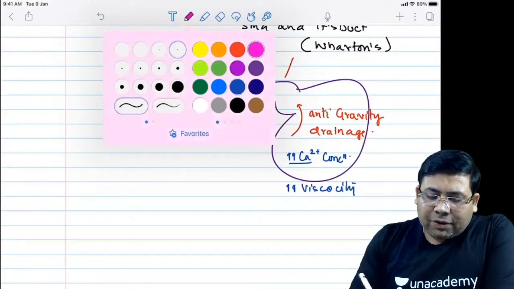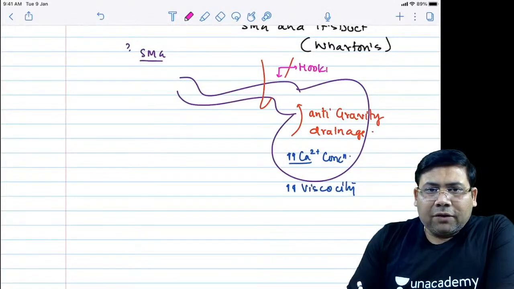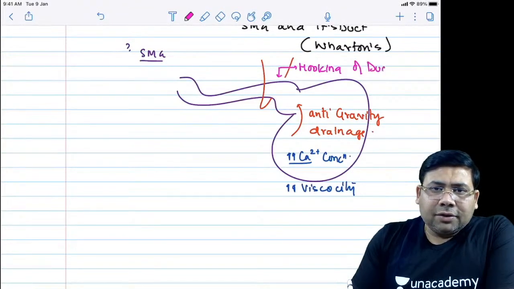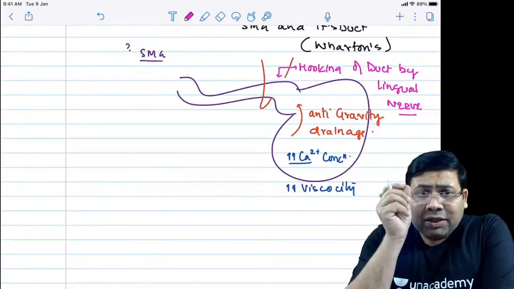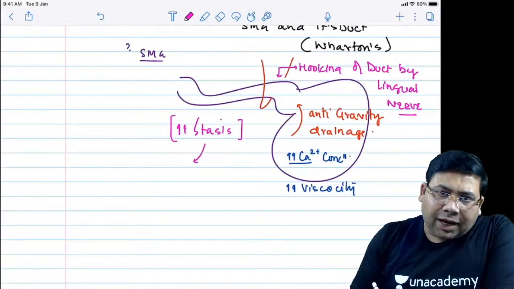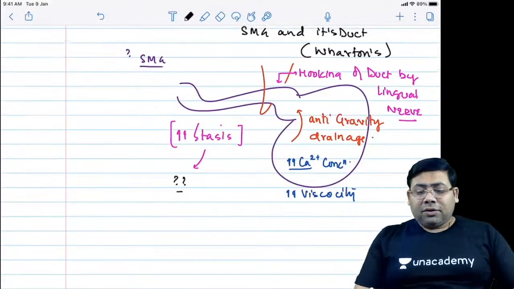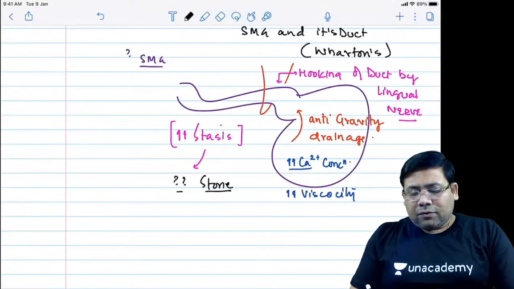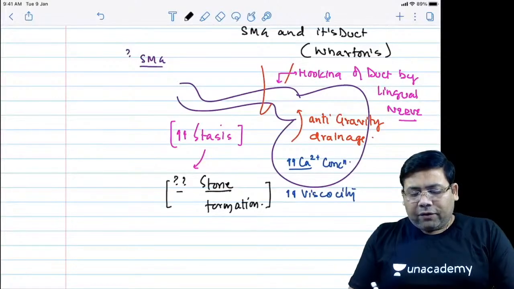Where is this speed breaker? Hooking of the duct by the lingual nerve. Because of these reasons, you actually have stasis. All these things will increase the stasis, and students, stasis will increase the risk of what? Yeah, stone formation. Are these points clear to everyone or no?